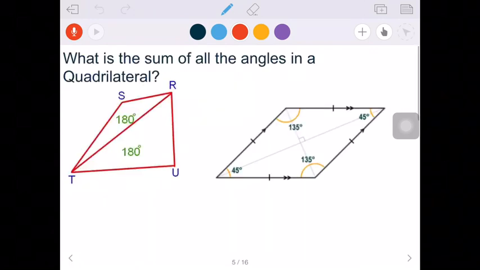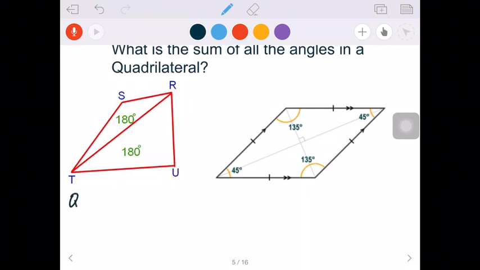So first, let's answer the question: what is the sum of all the angles in a quadrilateral? Now, as you can see in the figure, to prove the sum of all the angles in a quadrilateral, you need to divide it, not necessarily into two parts. You just have to create a triangle. So you have here quadrilateral SRUT. When you name a quadrilateral, you use four letters and they should be consecutive. So SRUT.